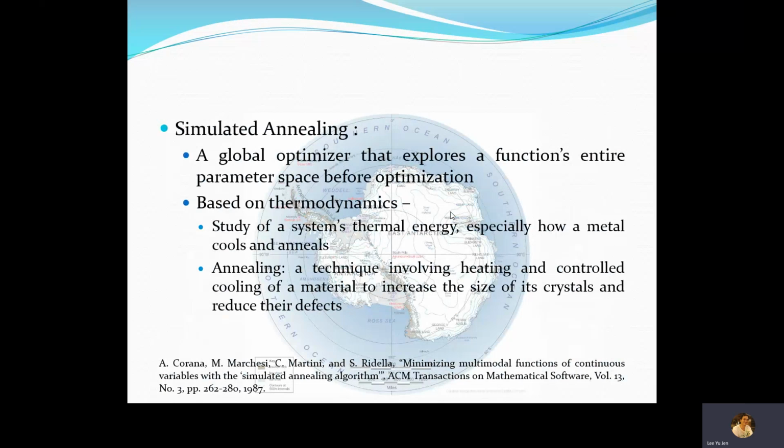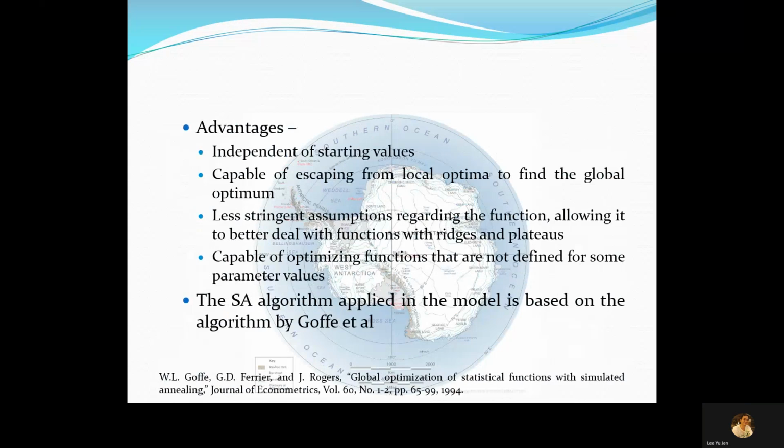Now in metallurgy, annealing is a technique that involves heating and controlled cooling of a material in order to increase the size of the crystal and reduce the defects. Thus, it is able to achieve a far more stable state. The advantage of using the SA is it is independent of the starting values. It is capable of escaping from the local optima to find the global minimum.